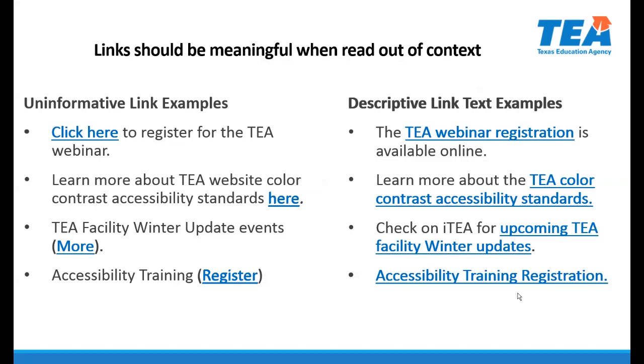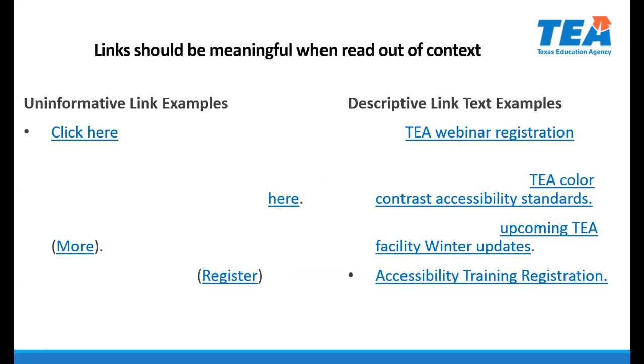In this example, you'll see uninformative links and descriptive links side by side. See what happens when the links are read out of context. On the uninformative side, you have links that read click here, here, more, register. Not really helpful. On the other hand, descriptive links provide more information about the link: TEA webinar registration, TEA color contrast accessibility standards, upcoming TEA facility winner updates, accessibility training registrations. That's a big difference.